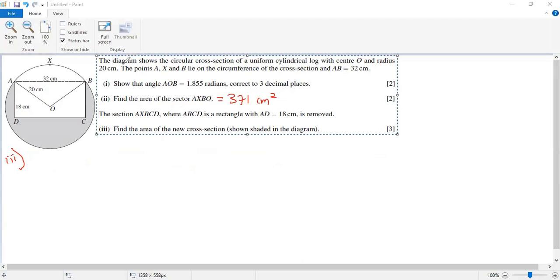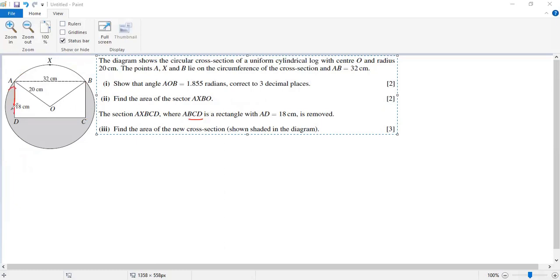So on part 3, let's take a closer look. The section AXBCD. Is it like that? No, wrong, because we must follow according to the line. From here to here is an arc of a circle, BCD, to the A. So it returns back. So we are looking at an envelope-like shape with a bit of a curved top, where ABCD is a rectangle with AD being 18.